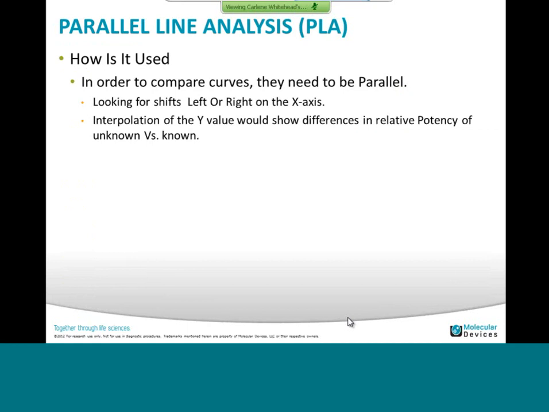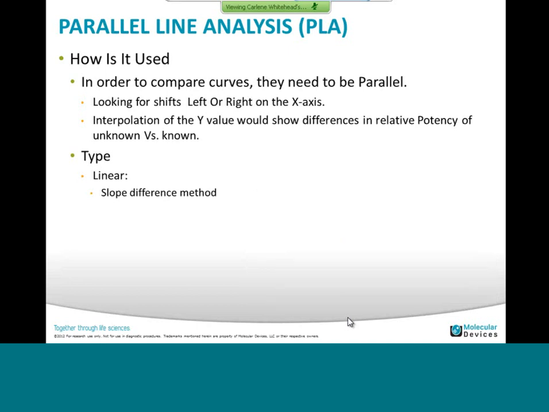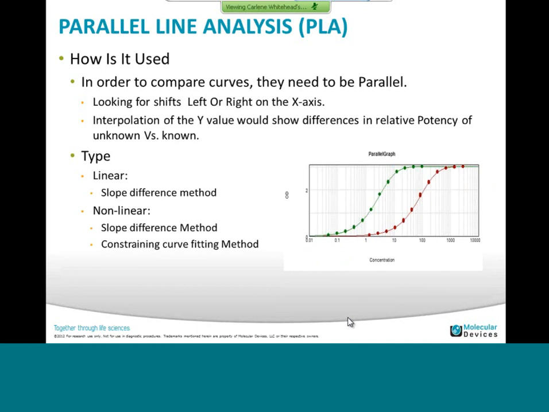So how is it used? In order to compare curves, they need to be parallel, and therefore you will be looking for a shift left to right on the x-axis. You have several types. The first type is the linear, and you will use the slope difference method to compare two different linear curves. Then you have the case of nonlinear regressions, and in that case you will be able to use, once again, the slope difference method and a constraining curve fitting model. We will review all this in the next slide.